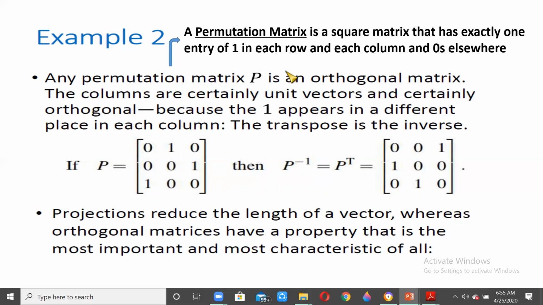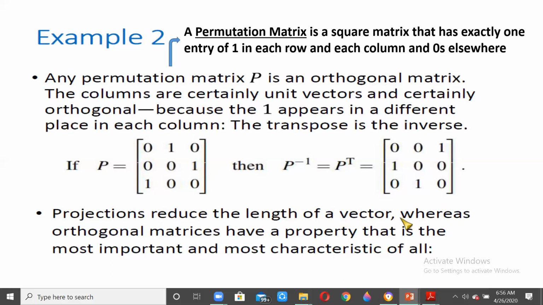We always see that every permutation matrix P is orthogonal, and the columns are certainly unit vectors and certainly orthogonal, because the one appears in different places in each column. So if P is this, P inverse, that is P transpose, will just give us the exchange of the rows and columns, and we'll get 0, 0, 1; 1, 0, 0 becomes 1, 0, 0; 0, 1, 0 becomes 0, 1, 0. And this will also be P inverse, which can always be found.